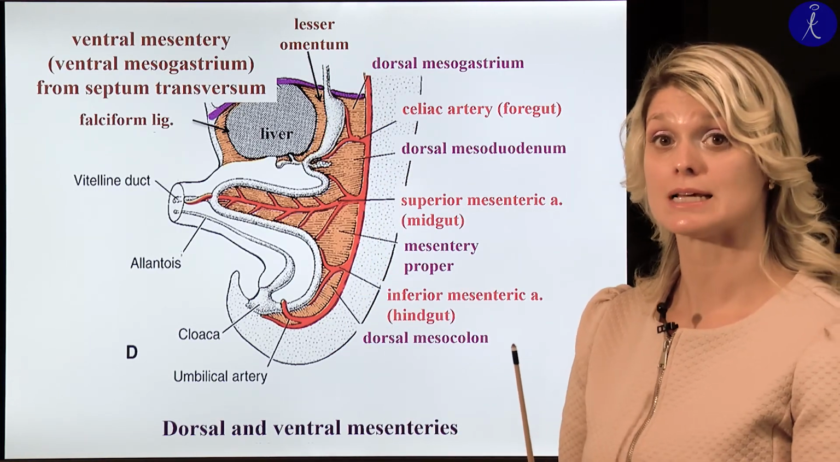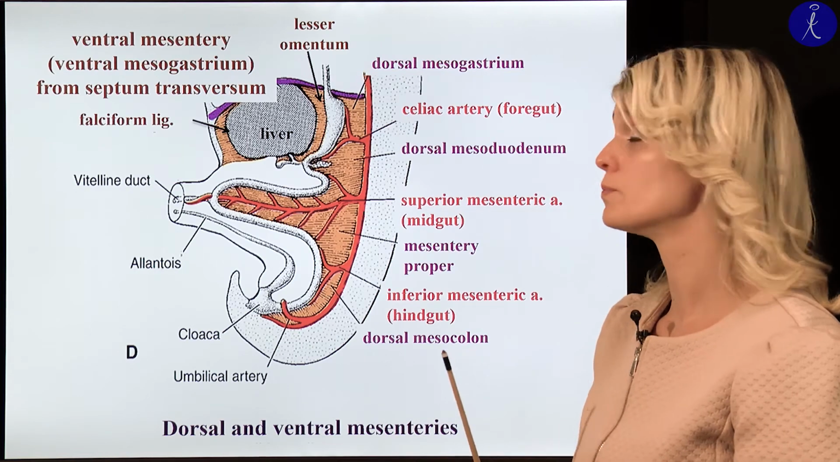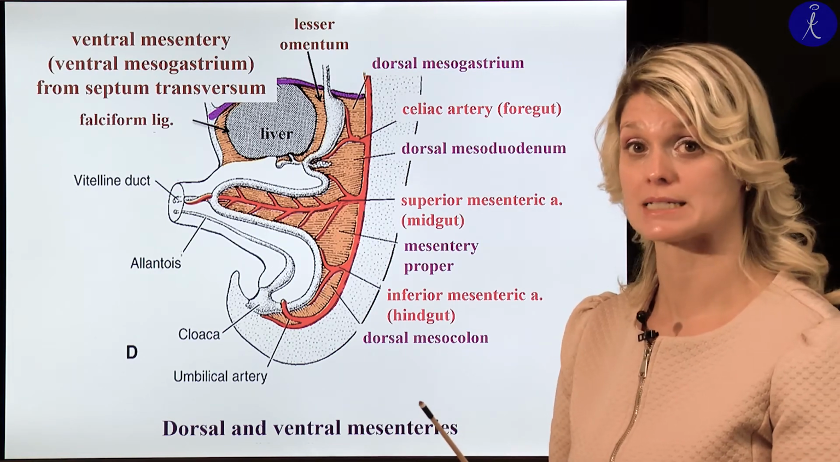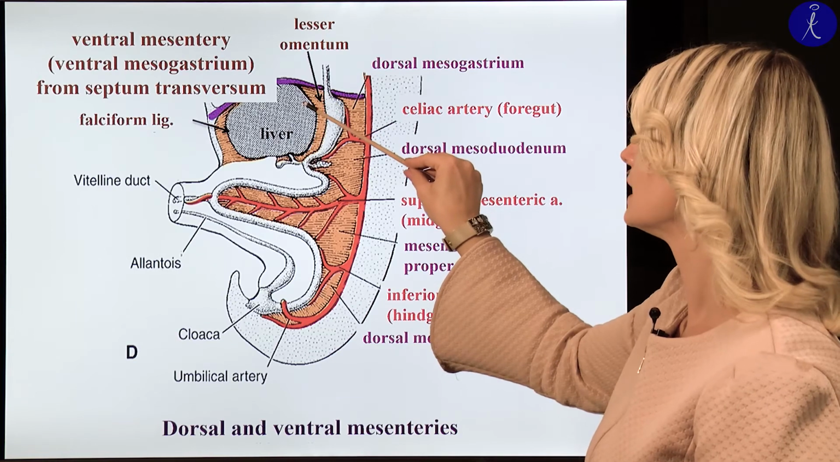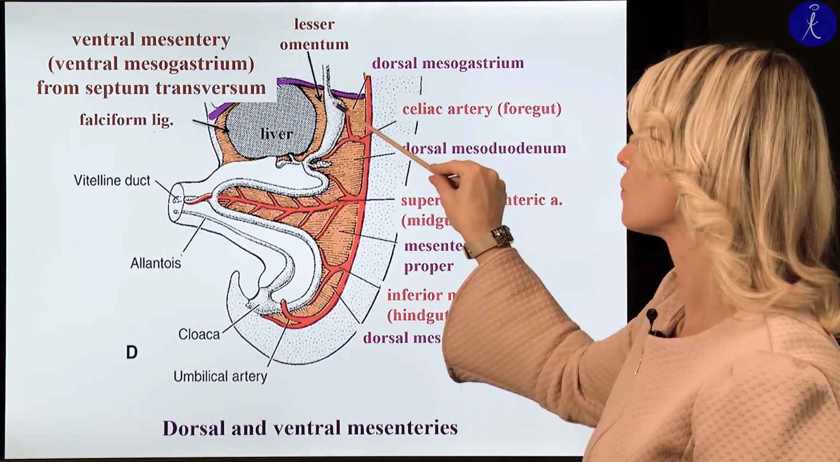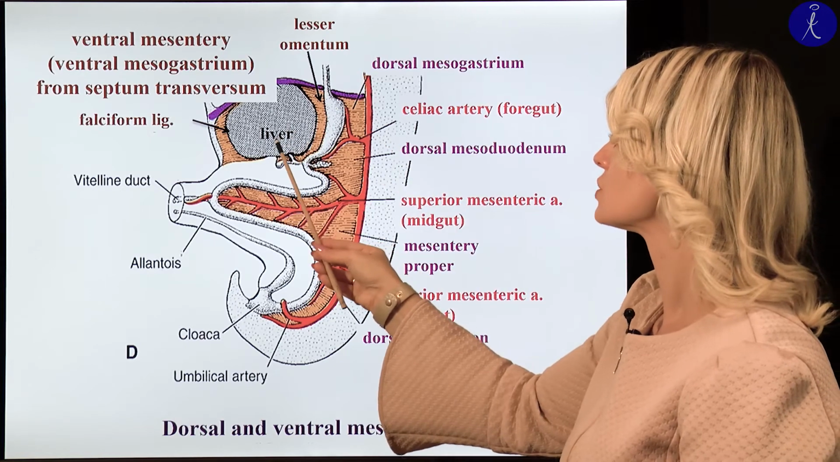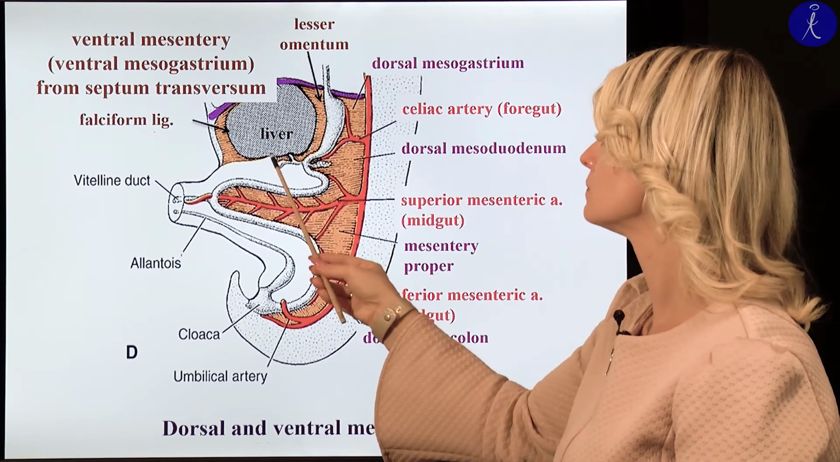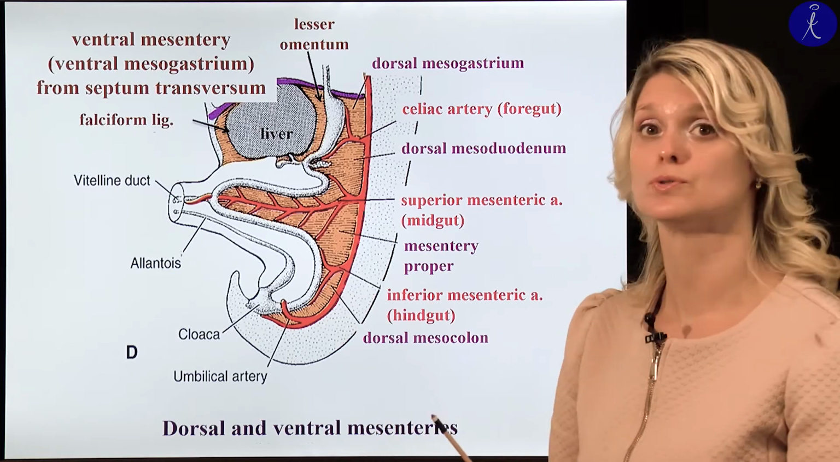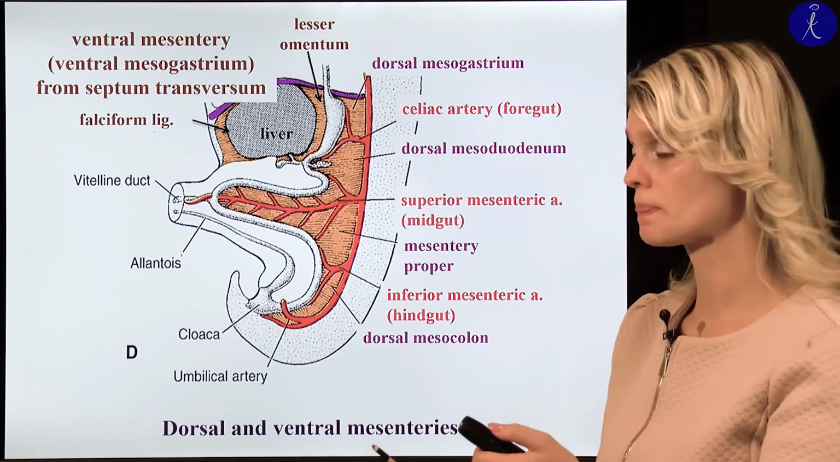We can divide the lesser omentum into two parts. I hope you know it from the anatomical presentations. That which is between the liver and the stomach is called the hepatogastric ligament. And that which is between the liver and the duodenum is called the hepatoduodenal ligament.